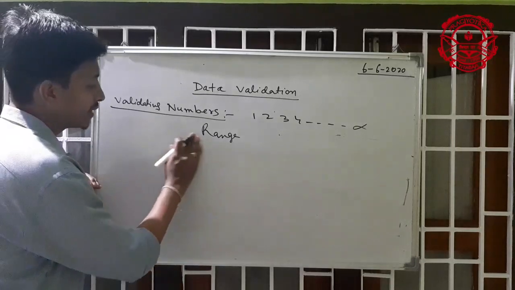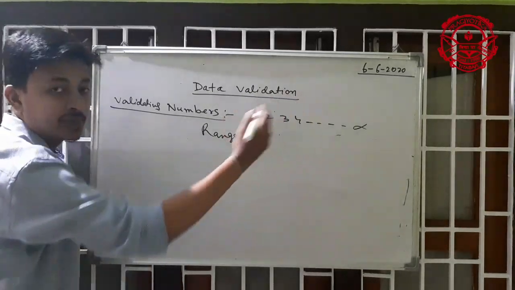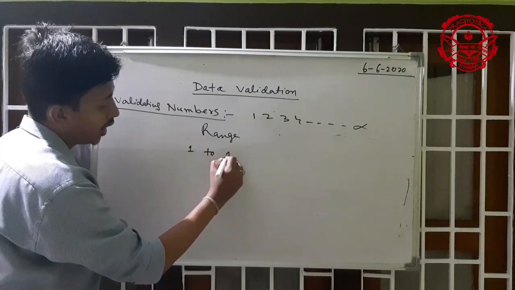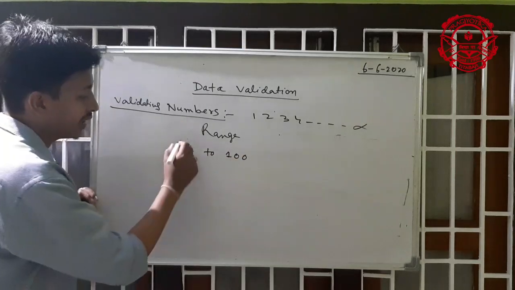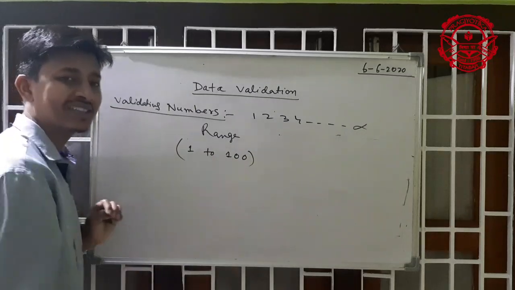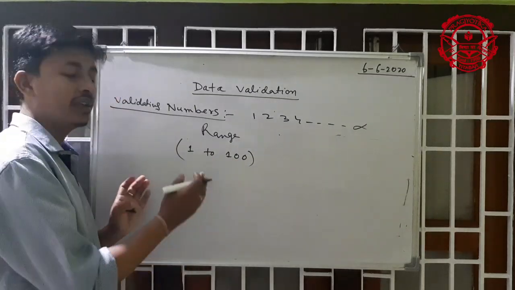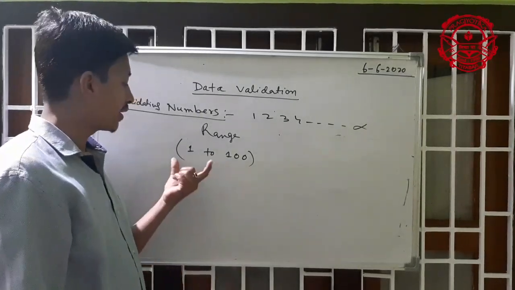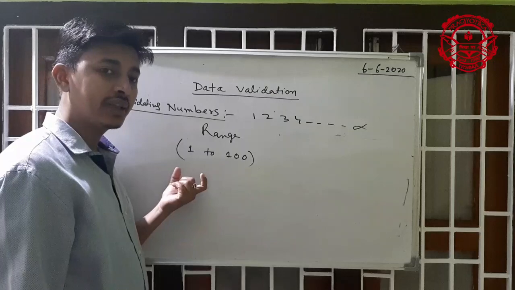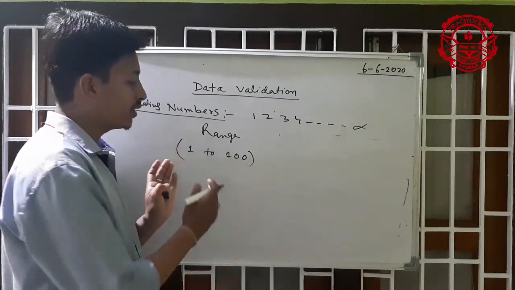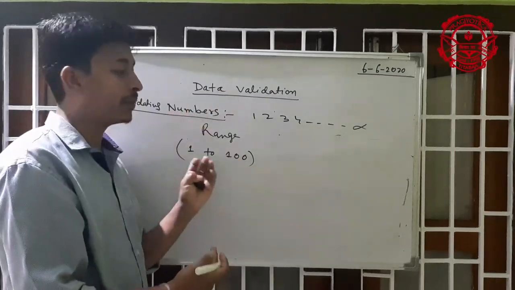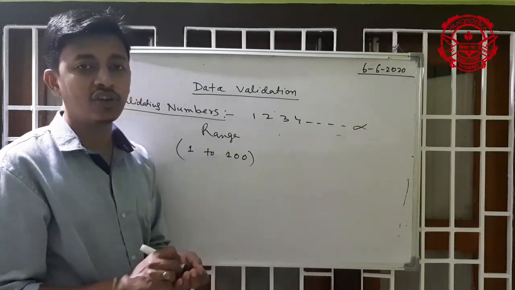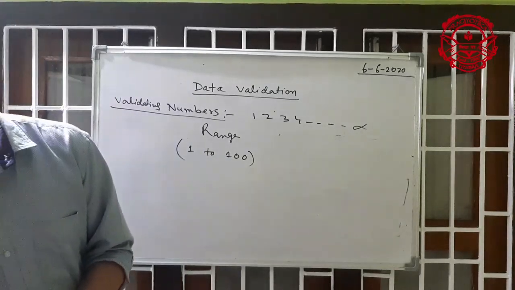For example, the numbers should be 1 to 100. So it is a range. The data should be up to 100. The first value should be 1, the last value should be 100, because we create data validation in numbers. So this is called number validation or data validation in numbers.